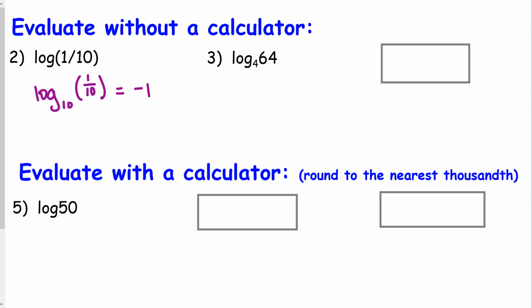Number 3, log base 4 of 64. So you say to yourself, 4 to what power is 64? 4 to the 3rd power is 64. So the answer is 3.